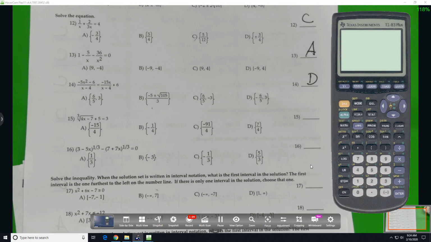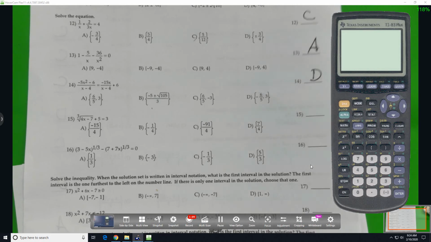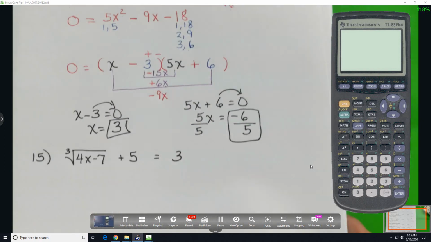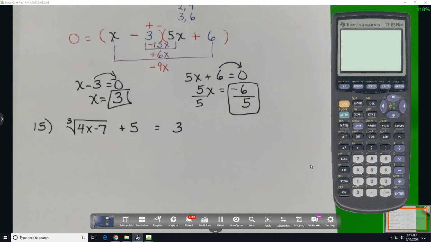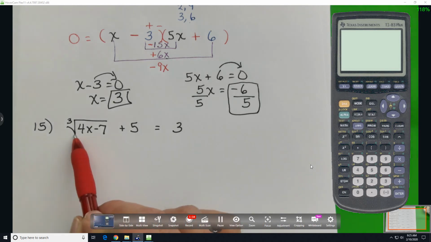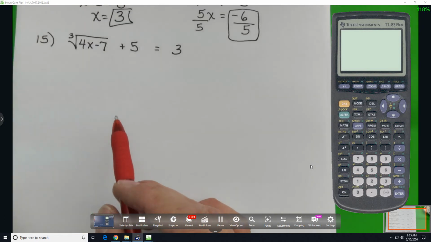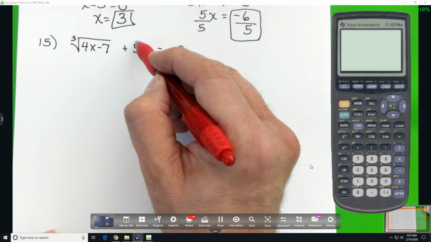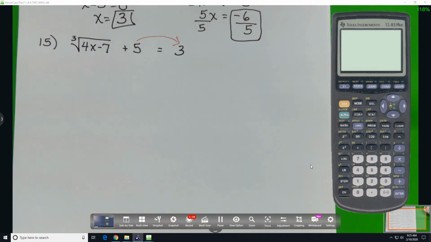All caught up? Well, okay. Number 15, cube root one. To solve an equation that has a radical, you've got to isolate the radical term. If there's two of them, you need to put one on each side. But here there's just one of them. So let's isolate this radical by, what would I do to isolate this radical? Yeah, subtract 5 from both sides.